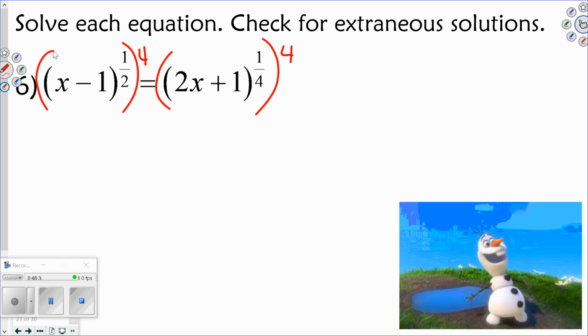So real quick, guys, if I did this one, half of 4 is 2. That one's going to cancel. You're going to have to multiply this out and then solve from there. Does that make sense? Okay.